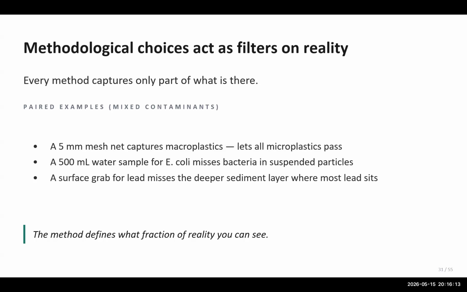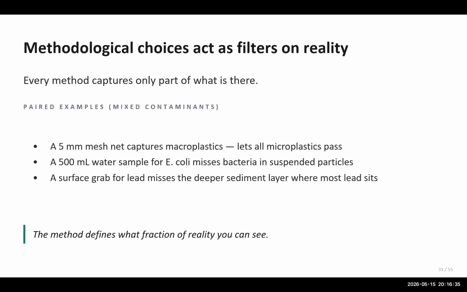Another example could be a surface grab of lead will miss the deeper sediment layer. If we only take a measurement in the surface of the sediment, we cannot say anything about the lead concentration in deeper sediments. Actually, in deeper sediments is where most of the lead will concentrate.